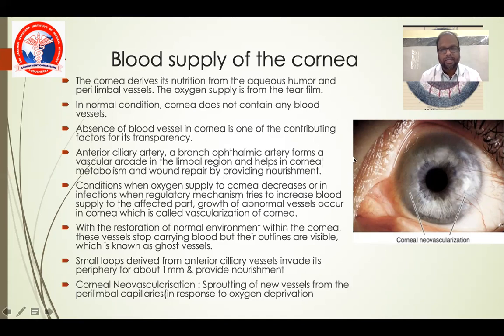Considering the blood supply of the cornea, it's the anterior ciliary artery, which is a branch of the ophthalmic artery. It forms a vascular arcade in the limbal region. Can you see here?